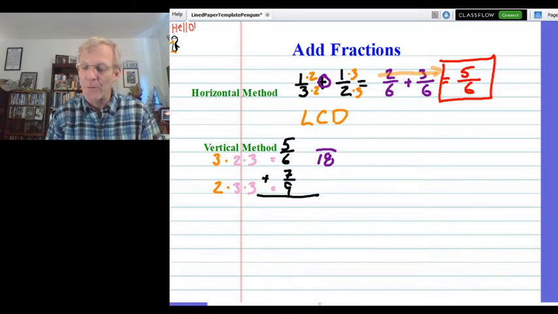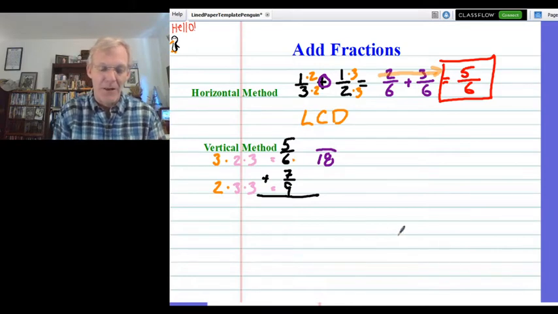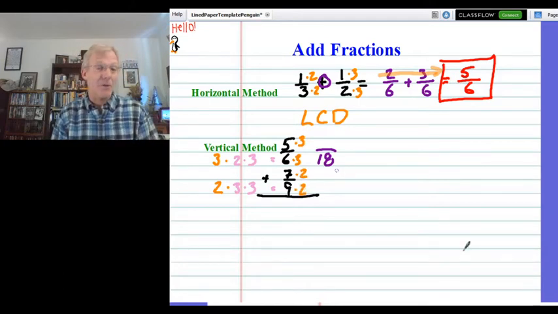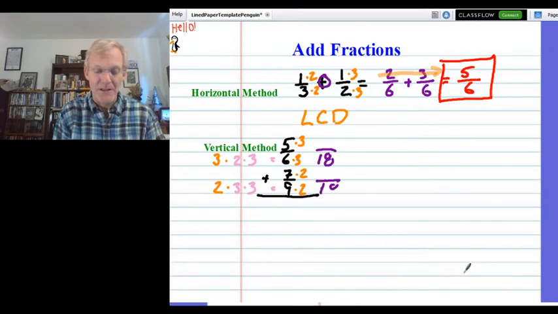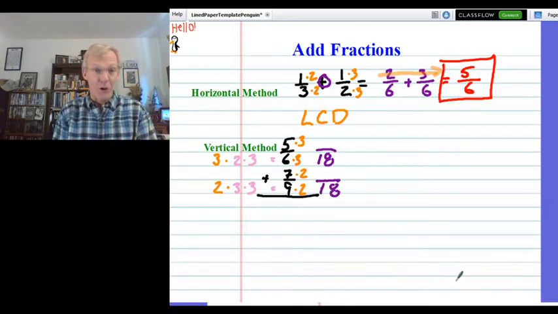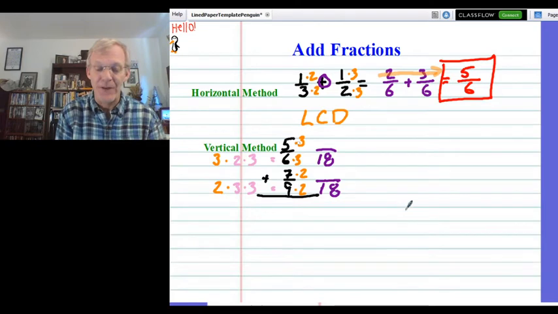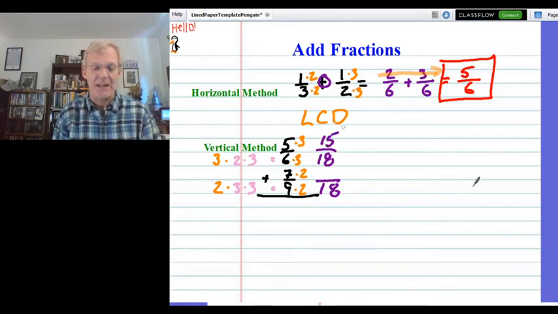So we're going to go ahead and multiply over here by 3, top and bottom, and over here by 2, top and bottom. Like I already wrote, the denominator is now the same, 18. Now our numerators have changed, haven't they? 5 times 3 gives us 15 eighteenths, and 7 times 2 gives us 14 eighteenths.